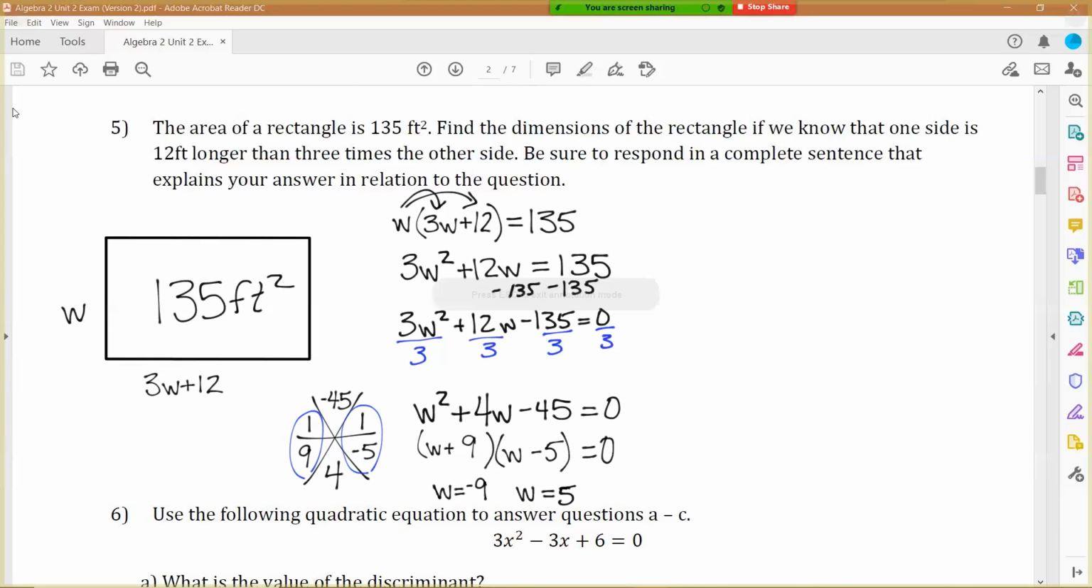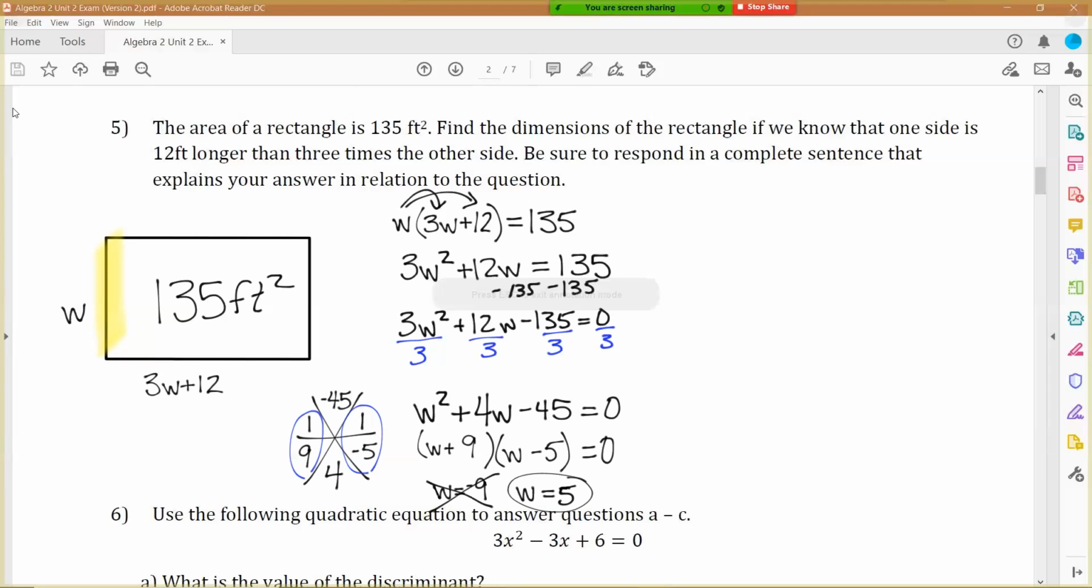But remember, w represented the width up here of my rectangle. Do both of these answers make sense? If I ask you what the width of your table was, would you tell me the width was negative 9? No. So this answer, you didn't do anything wrong. It's extraneous. It's just an extra answer that does not make sense. So here we're going to use a width of 5.